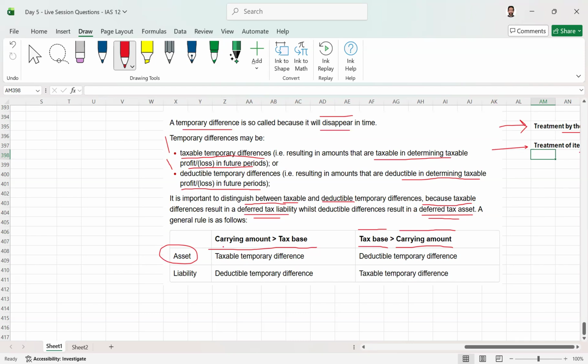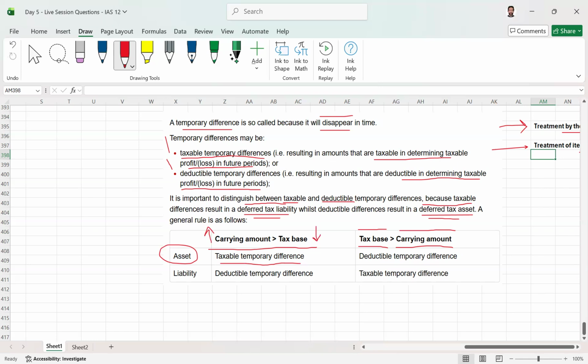I hope you understand that in this specific question, we will end up having a higher carrying amount and a lesser tax base because the tax authorities are generous. They are giving a 60% allowance, so the tax base is going to be low. We will have a temporary difference. And it's going to be a taxable temporary difference, and we understand that when there is a taxable temporary difference, it leads to a deferred tax liability because the values will be taxable in future periods, according to the tax authorities.